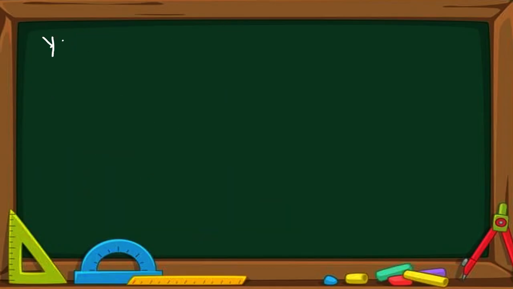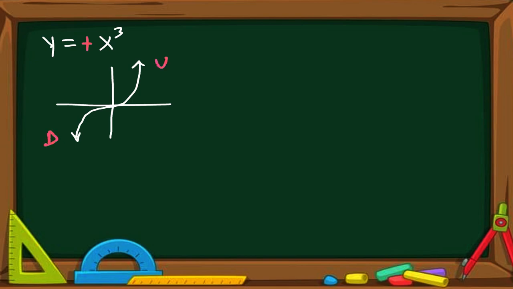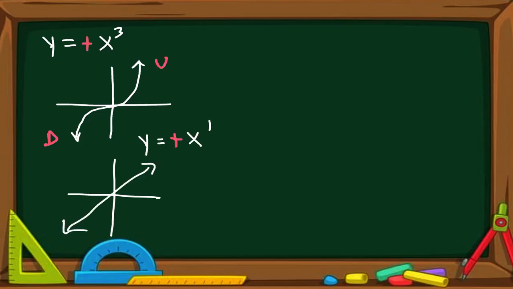Now let's consider the examples where the exponent is odd. So going back to positive x cubed, the end behavior is down on the left, up on the right. Now this is similar to y equals positive x to the first power, but this is going to be a straight line, but the end behavior is still the same. It's down on the left, up on the right.